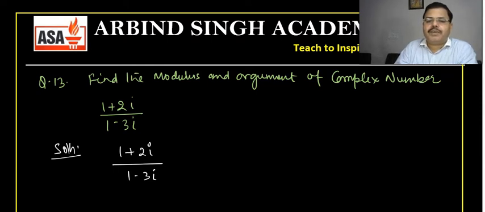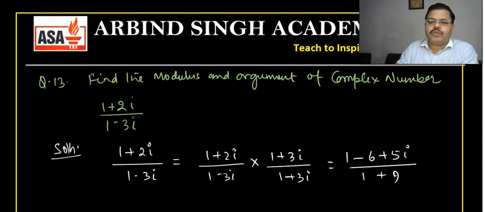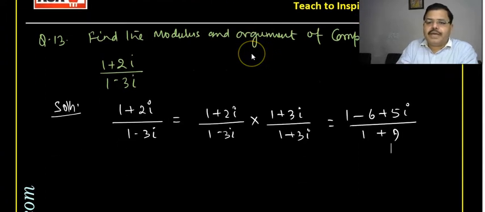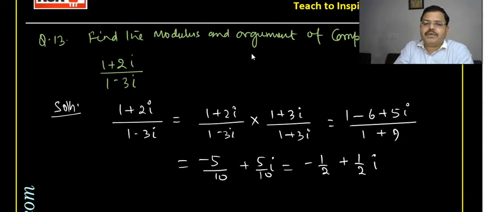To simplify this, I multiply by the conjugate of the denominator, that is (1 + 3i)/(1 + 3i). That will be (1 - 6 + 5i) divided by (1 + 9). So that is -5/10 plus 5/10 i. Denominator is 10, so that is -1/2 + 1/2 i. This is the simplified form of (1 + 2i)/(1 - 3i).